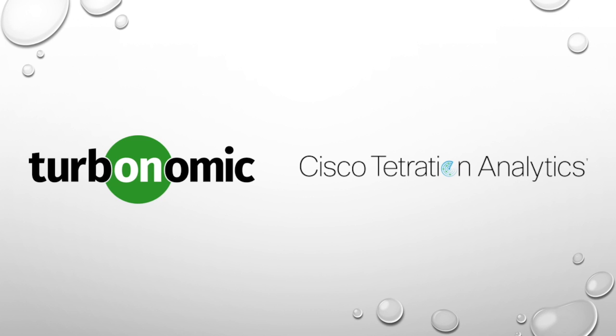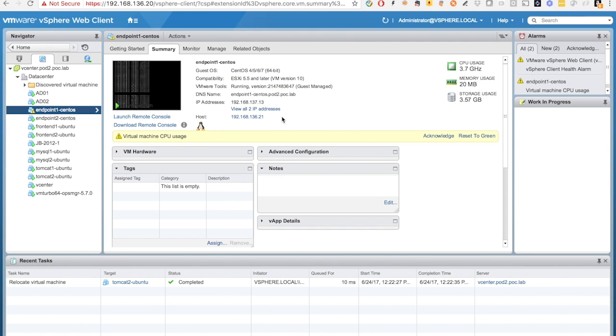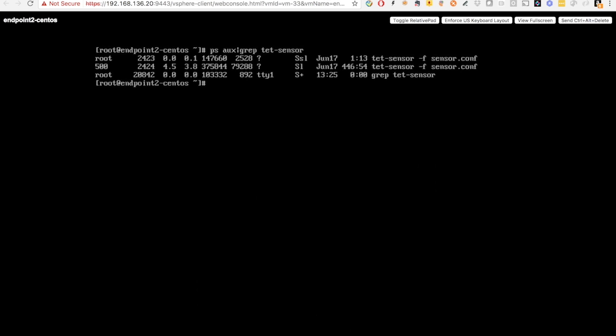Turbonomic Tetration integration leverages Tetration analytics to retrieve real-time flow information and uses the Turbonomic network control module to localize the network traffic. So in this demo, we have built a few VMs on top of Cisco UCS, and in some of the VMs, we have installed the Tetration software sensor so that when the VMs start to communicate with each other, the Tetration analytics can receive the real-time flow information.